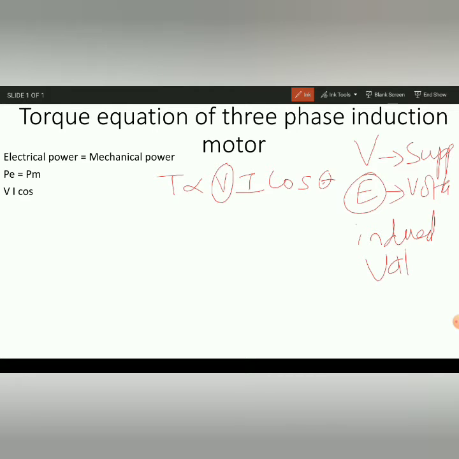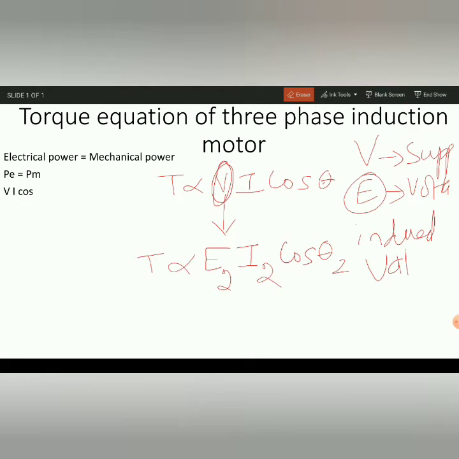So we can say that in the rotor we don't give supply to the rotor. Yes, we give supply to the stator only. So if I talk about a voltage with respect to the rotor, it is an induced EMF. So this should be written as E. If it is induced EMF E, and for the rotor we have to write E2, then this I becomes I2 and this becomes cos theta 2. So the torque of a three-phase induction motor depends on this: T is proportional to E2 I2 cos phi 2. This we should know.